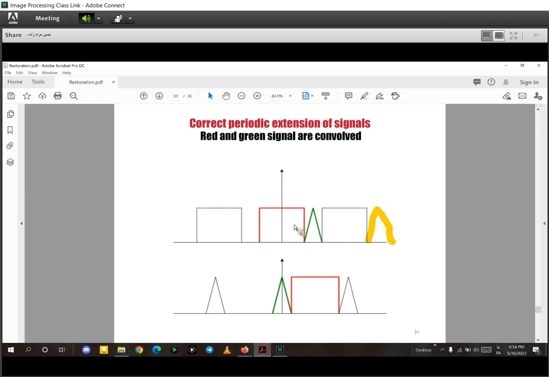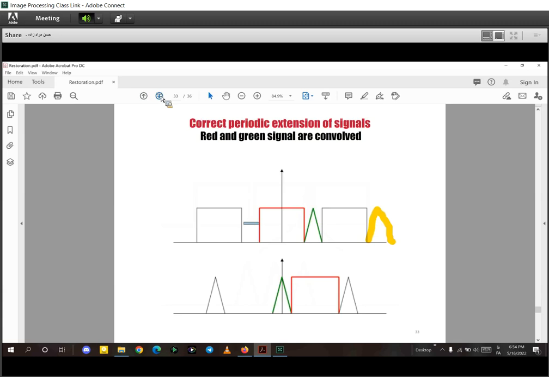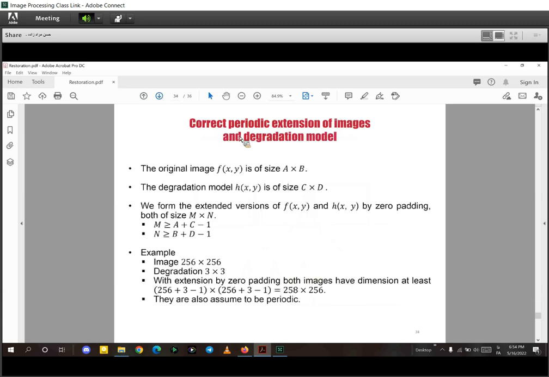This is a good version with a good distance, or a large M, and this was a bad version, or a small M, smaller than that threshold. M should be greater than or equal to N plus L minus 1. That's right. This is the correct periodic extension of images and the degradation model.